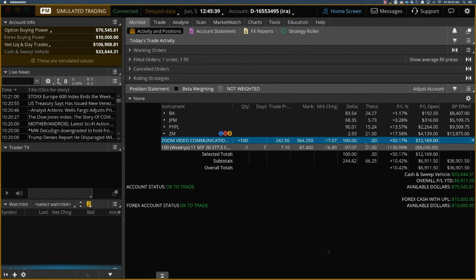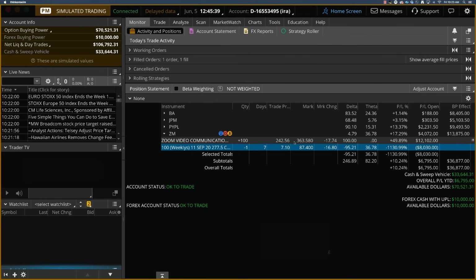Now, what you're going to notice is that stock profit and loss is up $12,169. But what you'll notice is here, when we go take a look at, let's say, the call that was sold, the call that was sold was the $277.50 strike price. But wait, where's the current stock price? Well, the current stock price is at $364. But what happens in this situation?